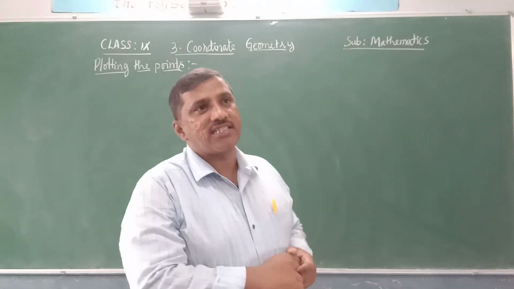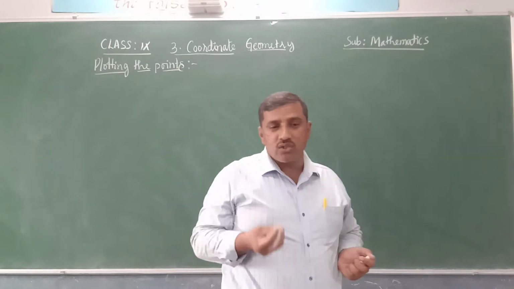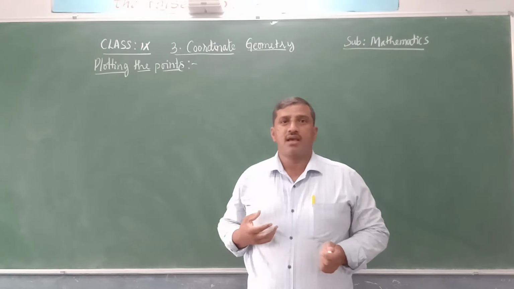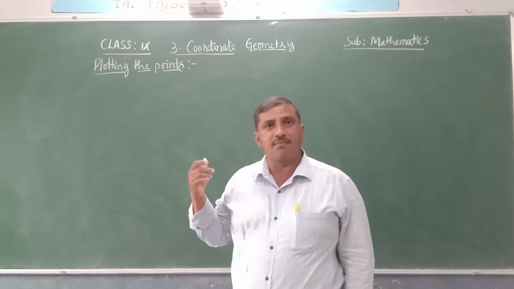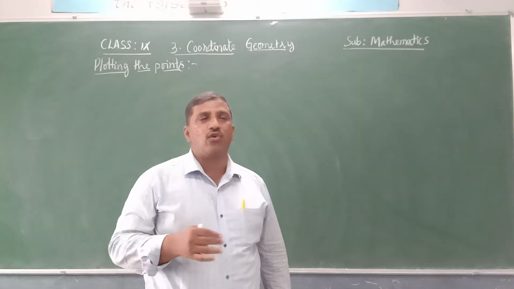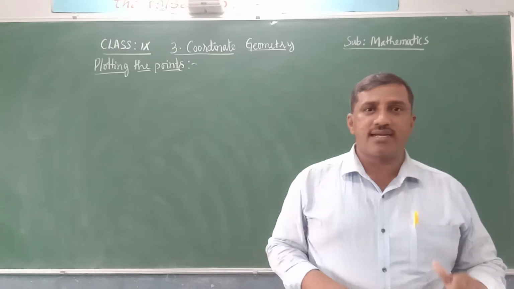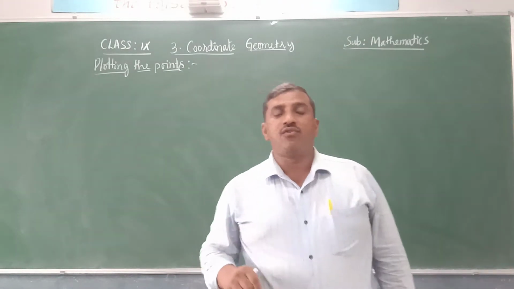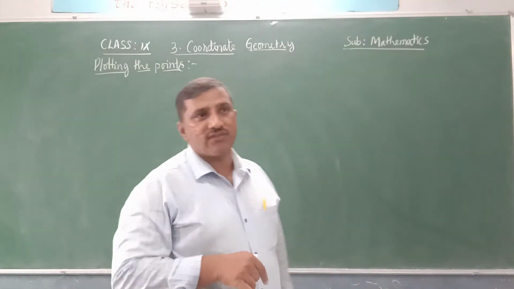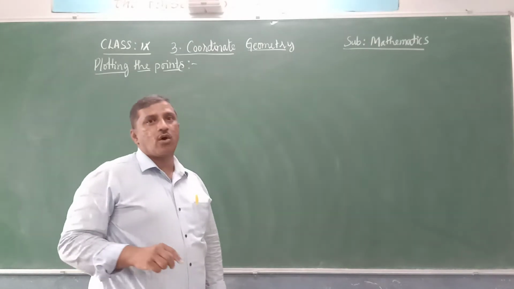In the previous class we discussed how to give a position to a point, how to identify the coordinates of the point from the graph or from the Cartesian plane, and its introduction, that is the quadrants, 4 quadrants, and points lying in the first quadrant, second quadrant, third quadrant and fourth quadrant. So what is the Cartesian plane? All those things we studied, and now today we are going to discuss the last topic of this chapter.